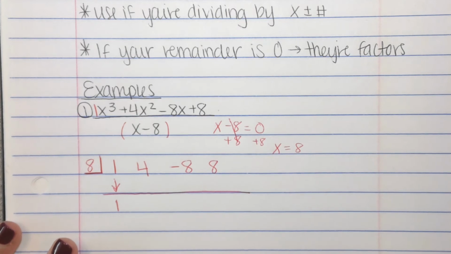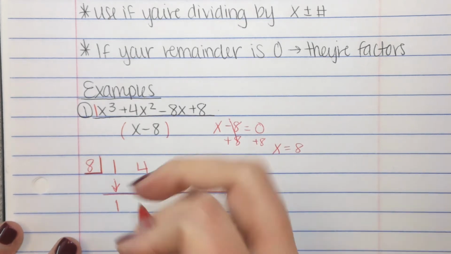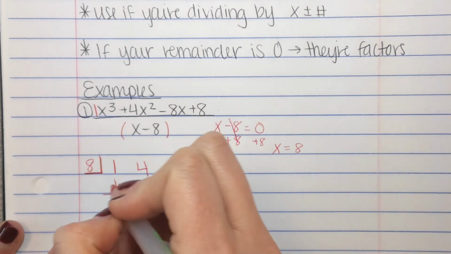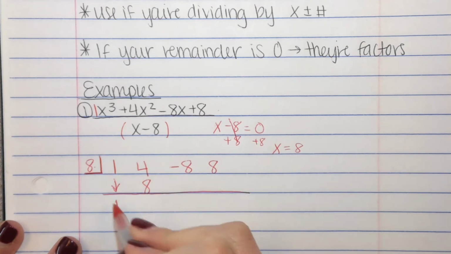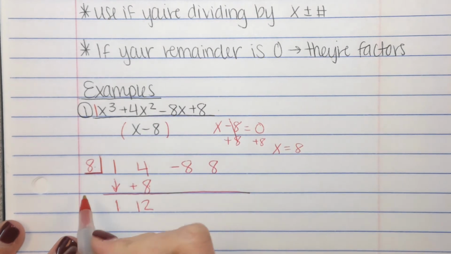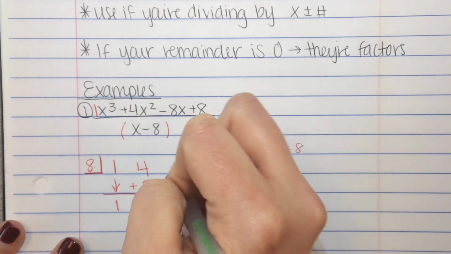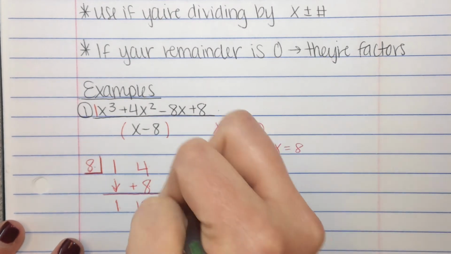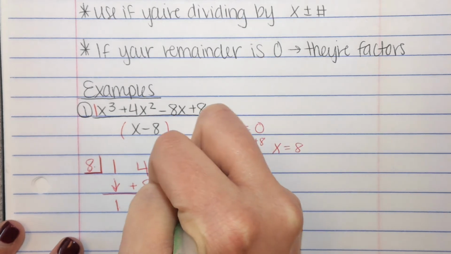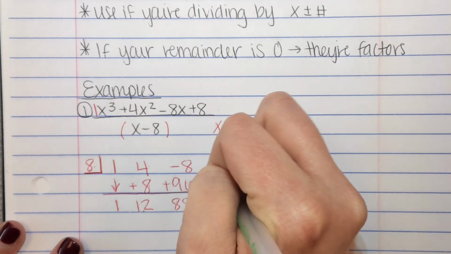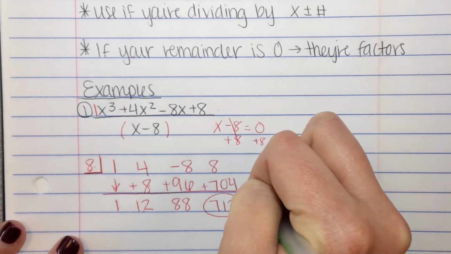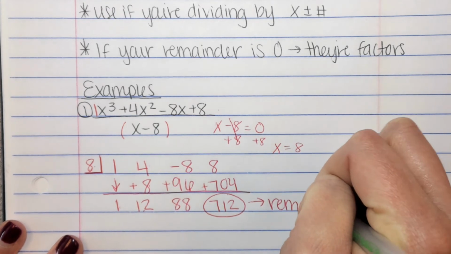From here, we're just doing the same pattern of multiply and add, okay? So 8 times 1 is 8. Okay, do you see where I put that? Made like this little check mark. Okay, 8 times 1 is 8. Now I'm going to add. 4 plus 8 is 12. Now I'm going to do 8 times 12 is 96. I'm going to add. Negative 8 plus 96 is 88. 8 times 88 is 704. I'm going to add again, and I get 712. Now, this number at the end is always your remainder.